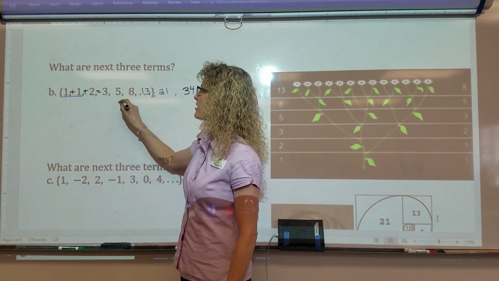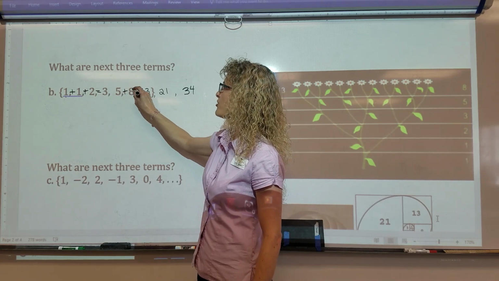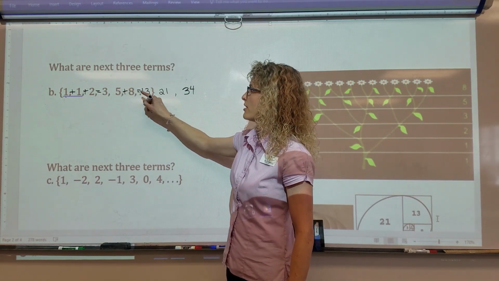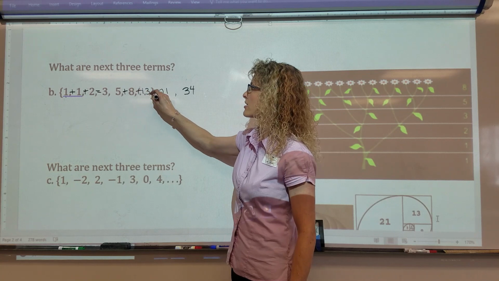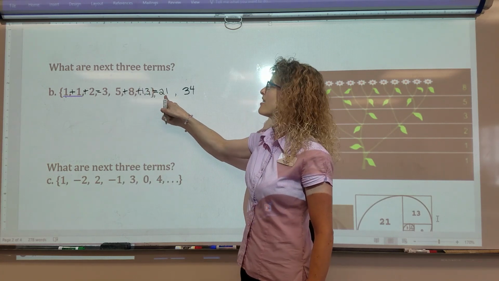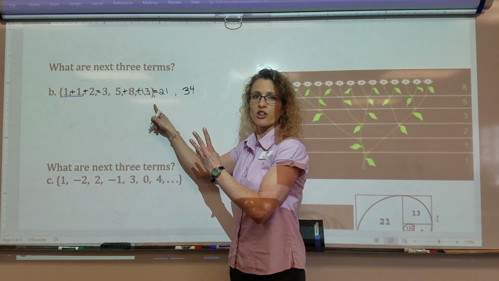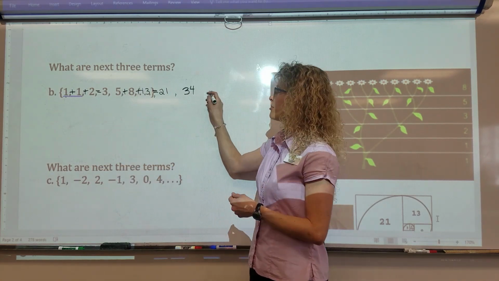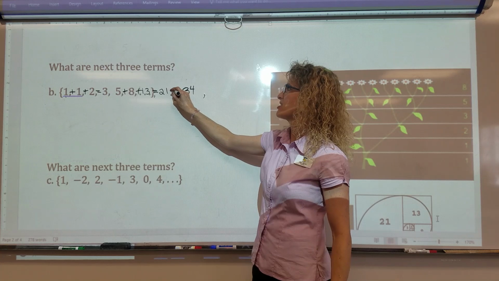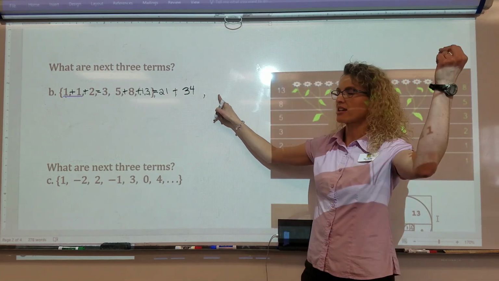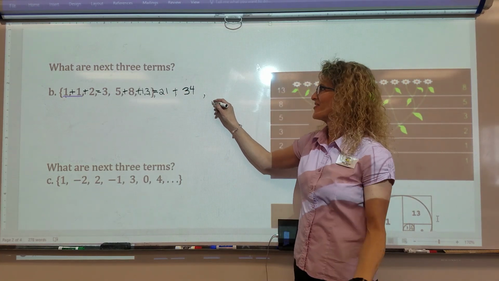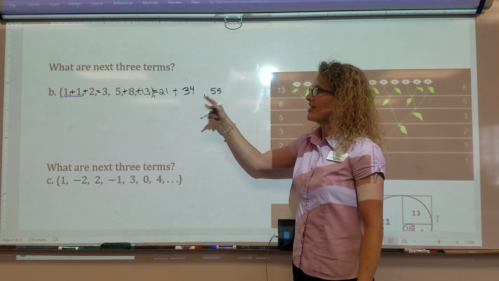So you're saying 5 plus 8 would give me the next number. Yeah, and then 8 plus 13 would be 21. Okay, so we're adding the previous term to the current term to get the next term. So what would my next value be? We would add these two, 21 plus 34, which is, get ready? 55. 55.